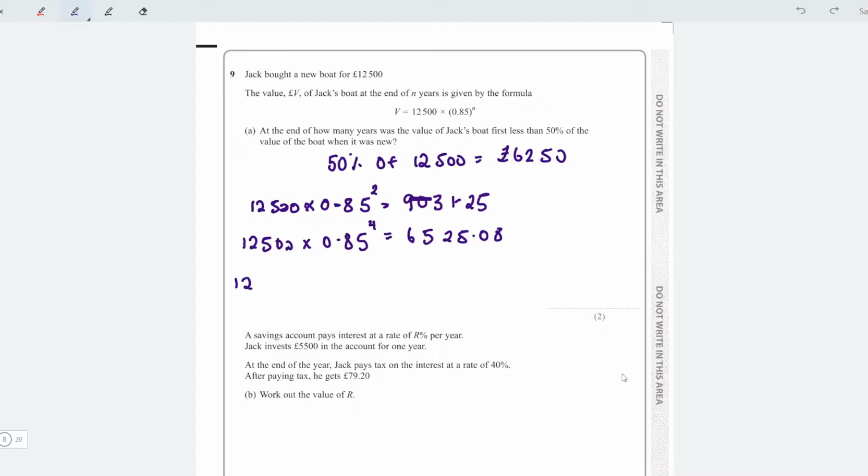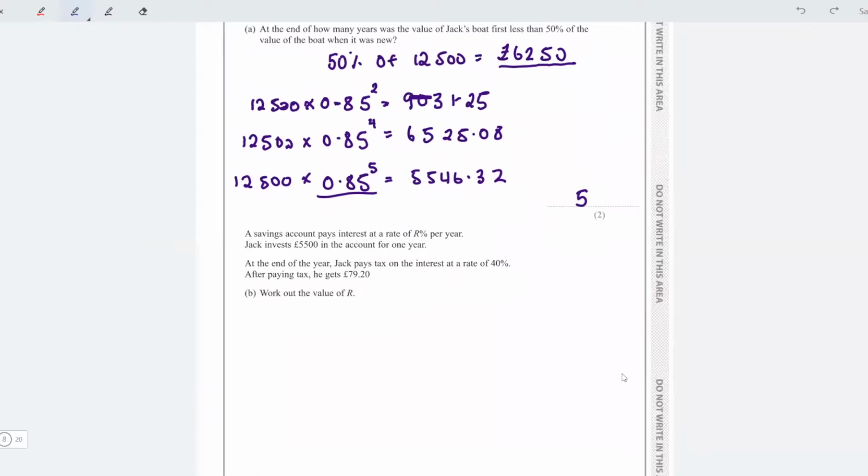Right, 12,500 times 0.85 to the power of 5 then. Let's go a little bit up. 5546.32. Right, after 4 years, the value is actually £6,525, but we want first less than 50%. We need it to be less than 6,250, and obviously that's the 5 years. So I'm going to write down 5.